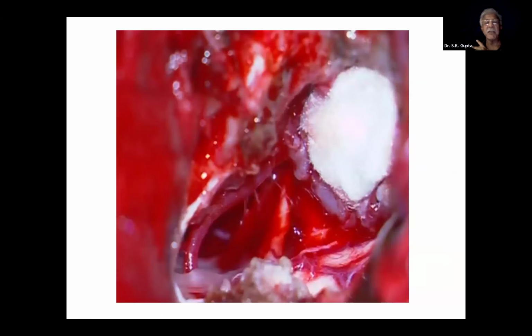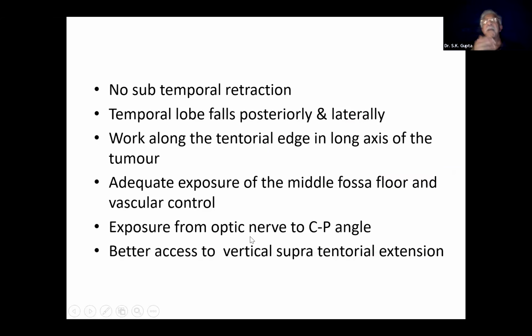This is the end of the surgery, showing a nice tumor bed and total tumor removal. So the advantage of this approach is there is no subtemporal retraction. The temporal lobe falls by itself posteriorly and laterally. We are working along the tentorial edge and long axis of the tumor. There is adequate exposure of the middle fossa, and there is good vascular control of the neurovascular structures also. The exposure is right from the optic nerve to the CP angle. And there's better access to a vertical supratentorial extension.